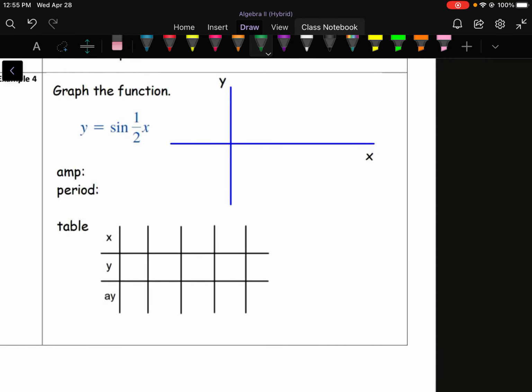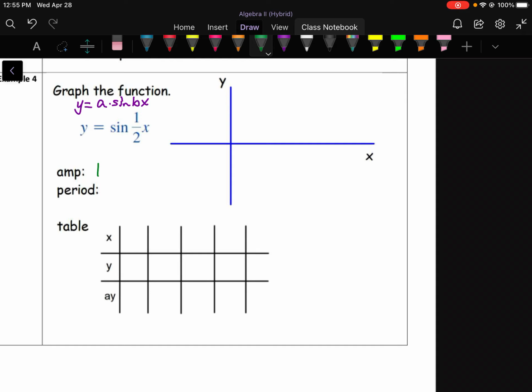Alright, so here we go. First example is y equals sine of 1/2 x. And I'll just put the generic form right above it again for you. So a times sine of bx. a is our amplitude, the number out front here. If you don't see one, it's just 1.